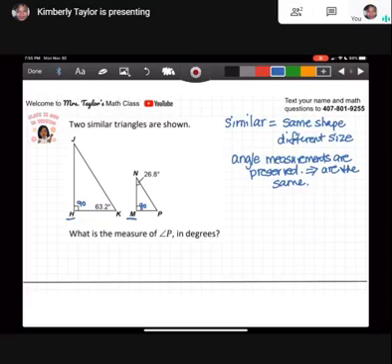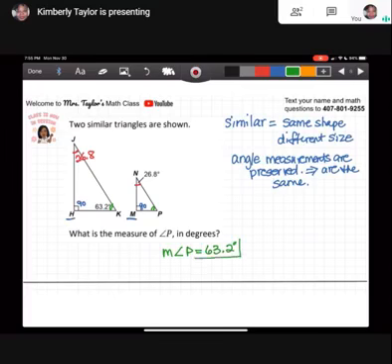And then we also know that J and N are the same. So if you know that J and N are the same, you know that angle J is 26.8. So guess what? If that's true, then it's true for P and K. So if K is 63.2, so is P. So the measure of angle P is 63.2 degrees.